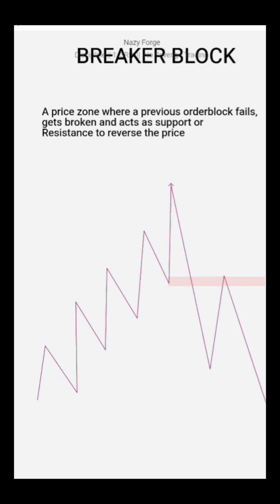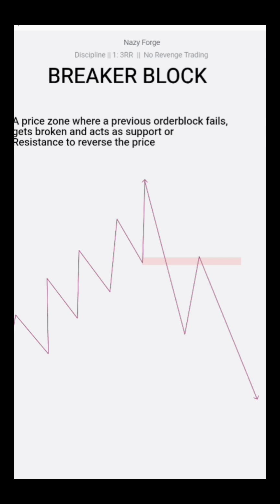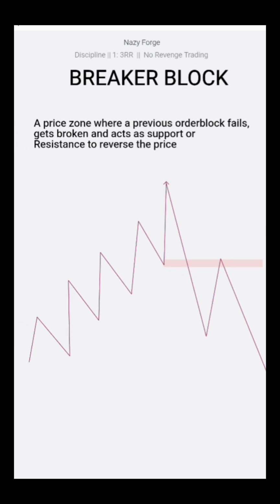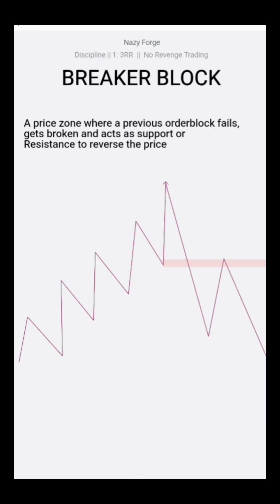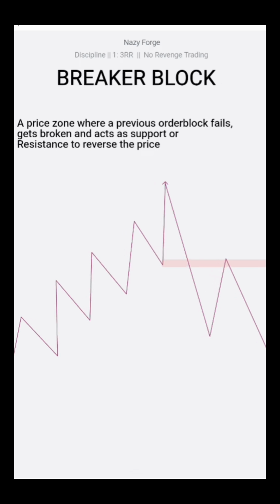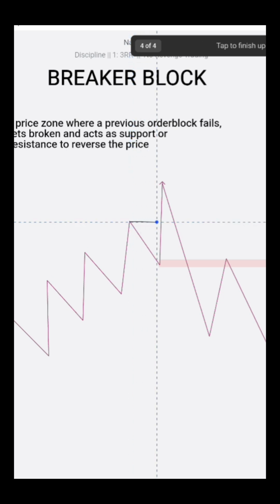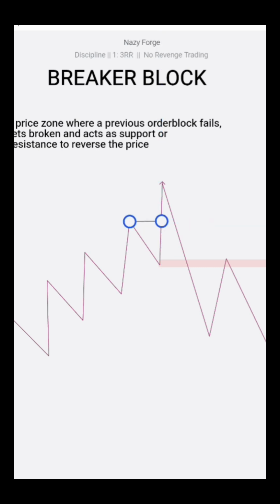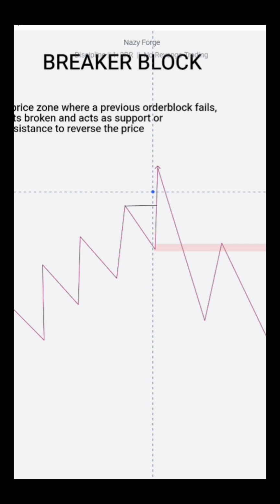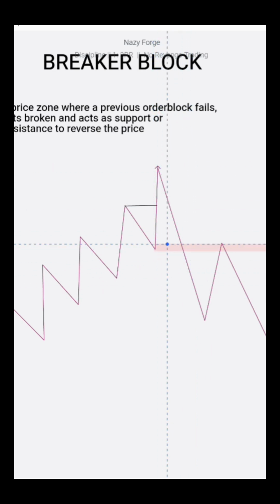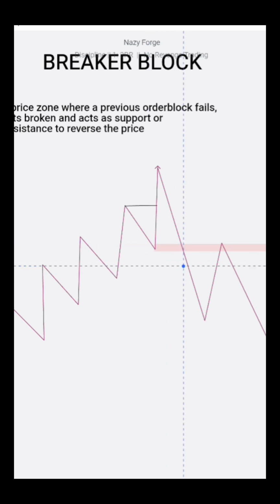breaker block. But this is something I need you to know, because there is another concept called a mitigation block, which we're going to be talking about in our next video. And it is almost similar. It's still a failed order block, but there is something that differentiates it from this breaker block. Now, if you look very well, the price came to clear out the high here. Price took out the high here. The external range liquidity here was taken out before the price came down and broke past this other block before it went down and started selling.